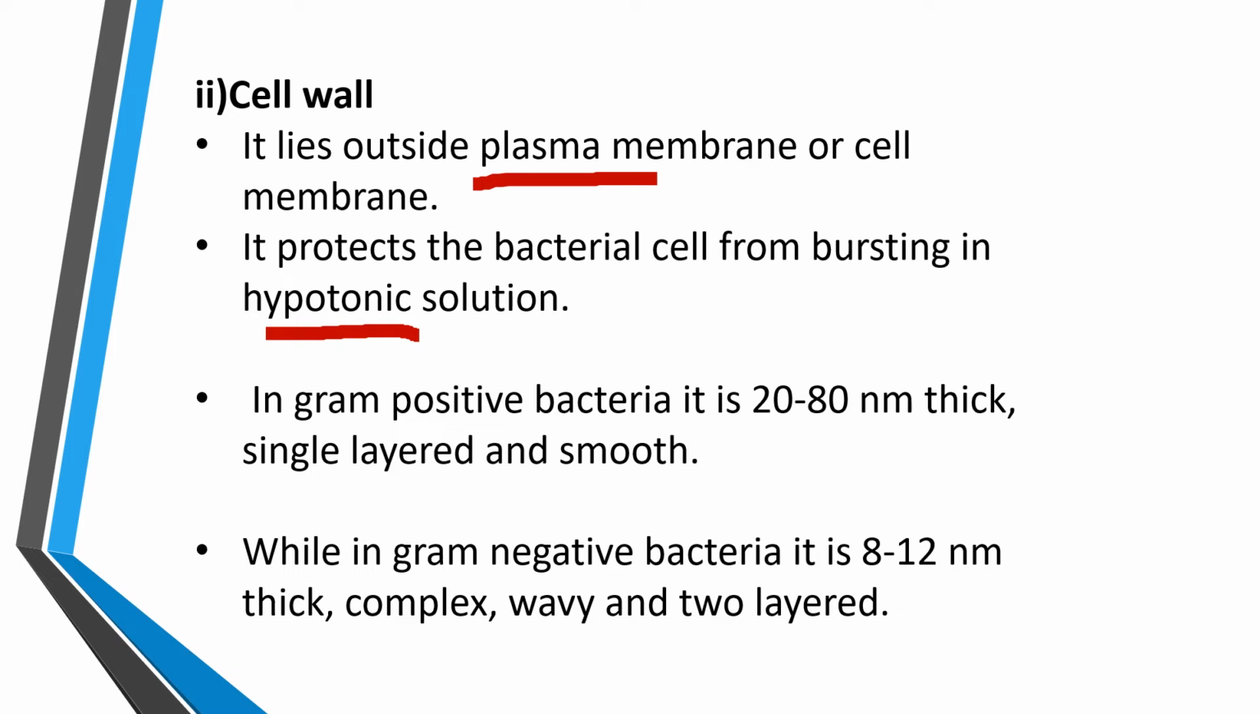Student, cell wall is of various thickness. In gram positive bacteria, it is of 20 to 80 nanometer in thickness, and it is single layered and smooth. Whereas in gram-negative bacteria, students, it is 8 to 12 nanometer thick. So what does it mean? That in case of gram-negative bacteria, the cell wall is thin. What are these gram-negative and gram-positive bacteria? These we will discuss in our next lecture.